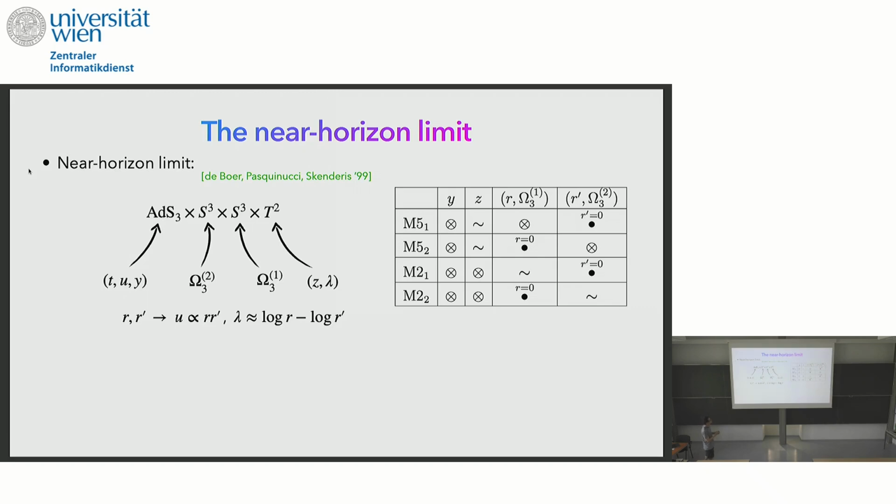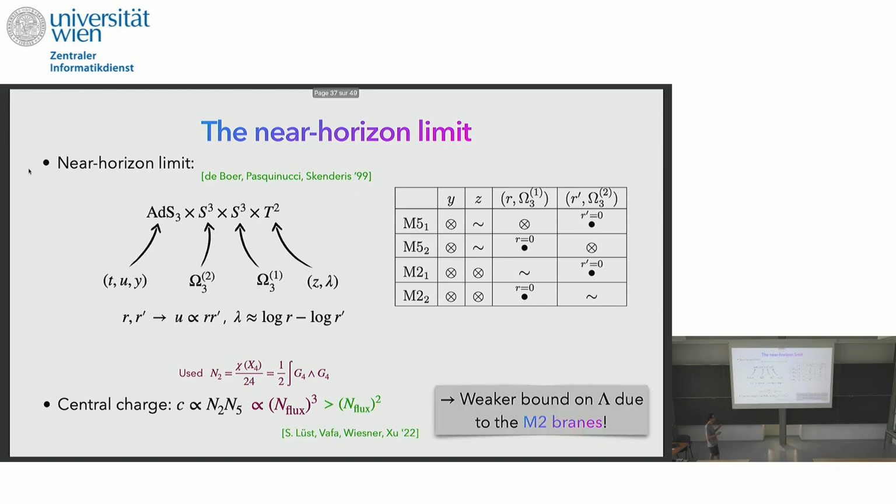The T2 is given by Z, this domain wall direction, and lambda, which is essentially the log of the difference of the logs of the radii. And then once you have that, you can measure the central charge, which is proportional to N1 times N5, the number of M2 branes and M5 branes. Using the tadpole cancellation condition, this is proportional to the number of flux cubed. So this is bigger than what was found by the Harvard group, and this would give you a weaker bound on lambda due to the presence of the M2 branes.